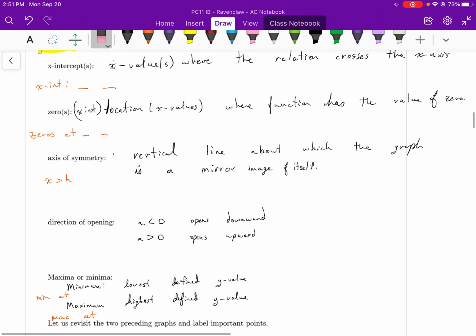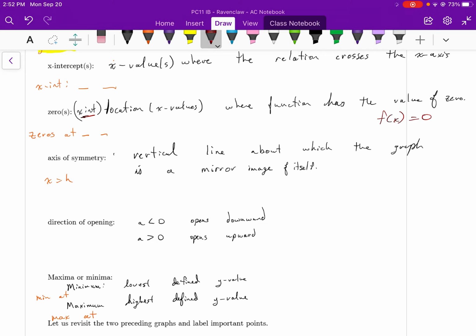It is more a description of the X values where the relation crosses the X-axis. Zeros. Now, zeros and X-intercepts are often used interchangeably, but zeros are sort of a more application type language. It is the location, or the X values, where the function has a value of 0. That is, where is f of x equal to 0? Well, this happens at our X-intercepts. Again, like X-intercepts, we list them. So we say zeros at, and we list 2 values, or 1 value, or no value.